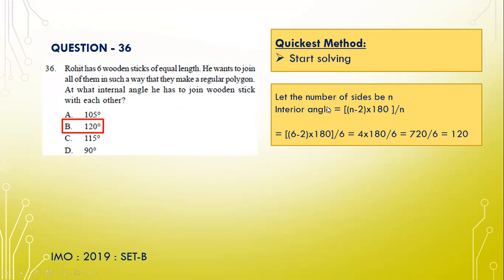But let's solve this by formula. So what is the interior angle? (n minus 2) into 180 upon n, where n is the number of sides. What is the number of sides? 6. 6 minus 2 into 180 divided by 6. So 6 minus 2 is 4. 4 into 180 divided by 6: 4 into 180 is 720. 720 upon 6 is 120. So the interior angle is 120.